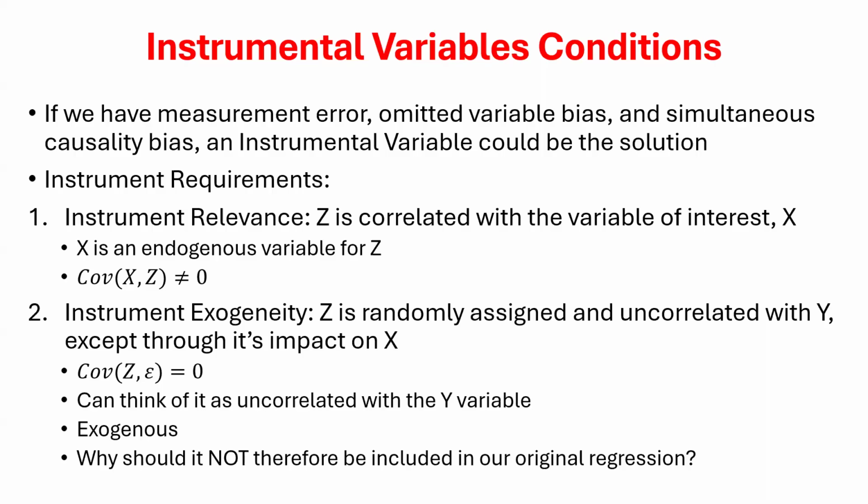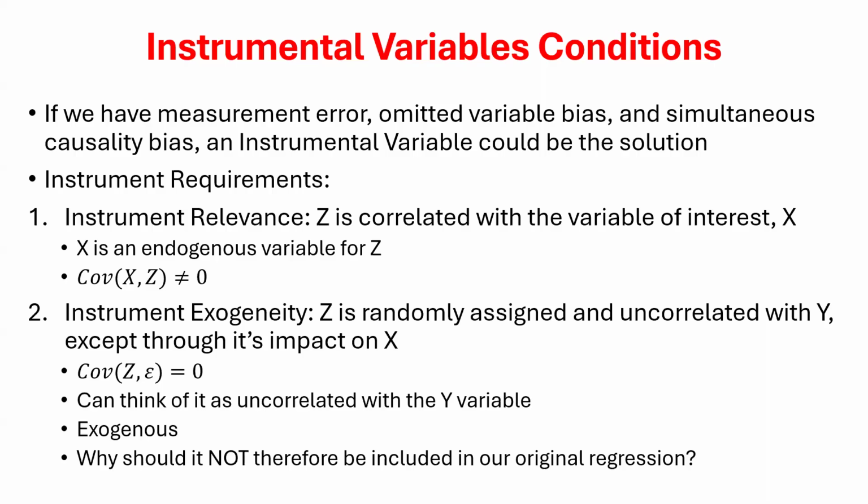So if there's 50 things in my error term, my instrument is likely going to be correlated with one of them, right? I need it not to be, okay? If I include 49 of those 50 additional controls, well, now it only needs to not be correlated with the one thing in that error term.